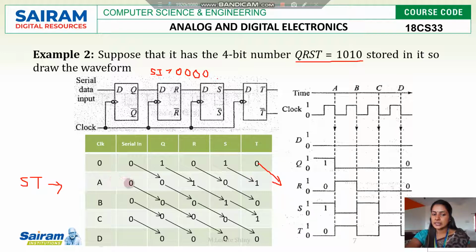Then in the second cycle, the next cycle, the new second data is also 0. We consider 0 is sent to Q, the previous state of Q is sent to R, the previous state of R, which is 1, is sent to S, and the previous state of S, which is 1, is sent to T. You check the next 3 cycles.